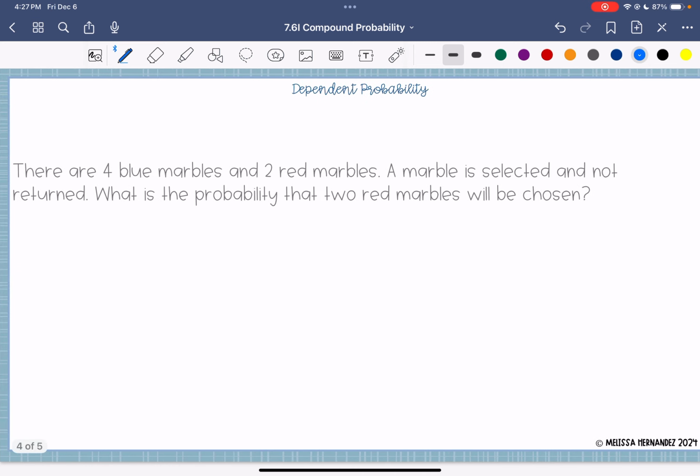This seems to be the one that's the biggest deal for kids, even when I started teaching many years ago. There are 4 blue marbles and 2 red marbles. Marbles selected, it's not returned. So that means that's going to affect the second event. What's the probability that 2 red will be chosen? So I like to list it out. It would be blue. Now, this is not a teaching method. I just think it's helpful to see this. So my total is 6. But keep in mind, not replaced, that means the first total is 6 and the second total would only be 5. So the first time it would be a red.